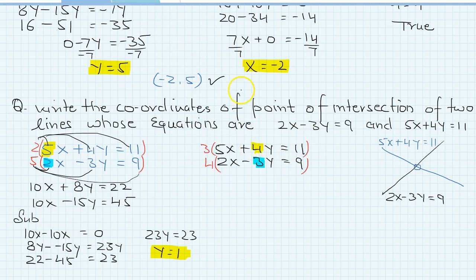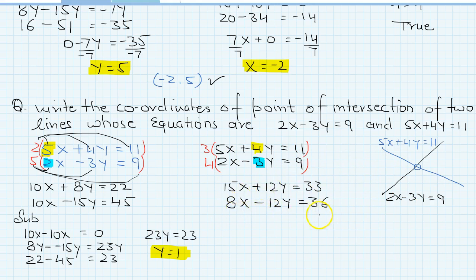So what we are going to write is 15x plus 4 times 3 is 12y is equal to 11 times 3 is 33. Now 4 times 2 is 8x minus 12y is equal to 9 times 4 is 36.